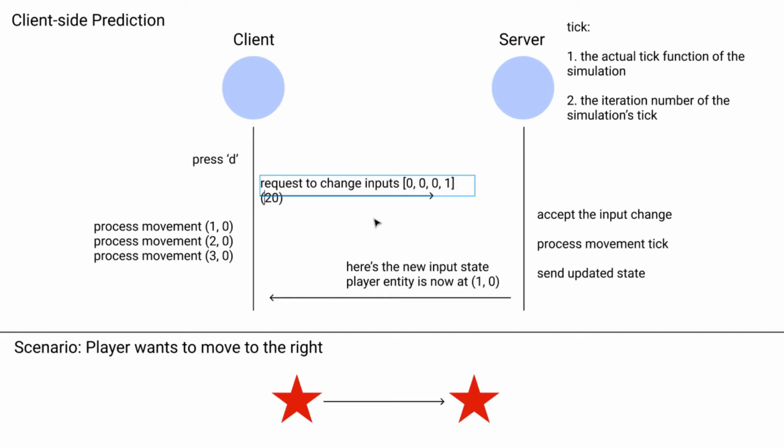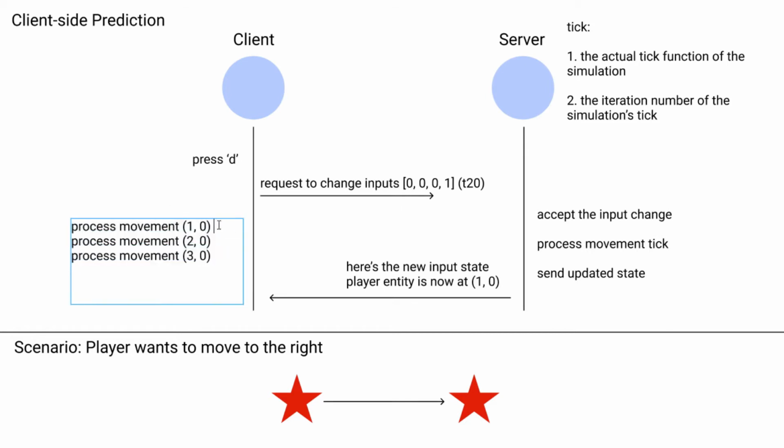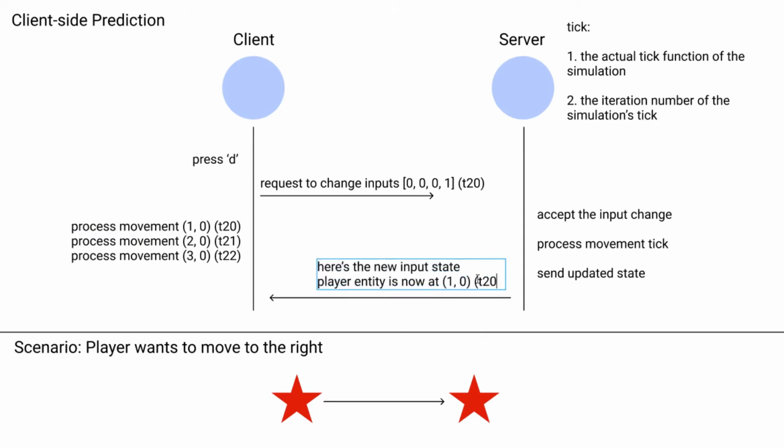So just for this example, I'm going to throw some numbers around. I'm going to say we're requesting these inputs be changed to the right input being active on tick 20, right? So in this example, I'm saying tick 19 happened somewhere up here. We pressed the D key between tick 19 and tick 20, and then all of this movement processing is happening on tick 20 and tick 21 and tick 22. So that's all this stuff. This message corresponds to tick 20. Let's just make it clear this movement is for tick 20. All right, so now we have an actual concept of time. We have something to work with here.